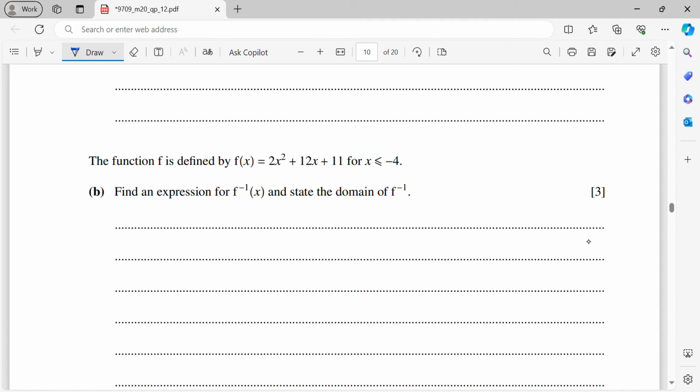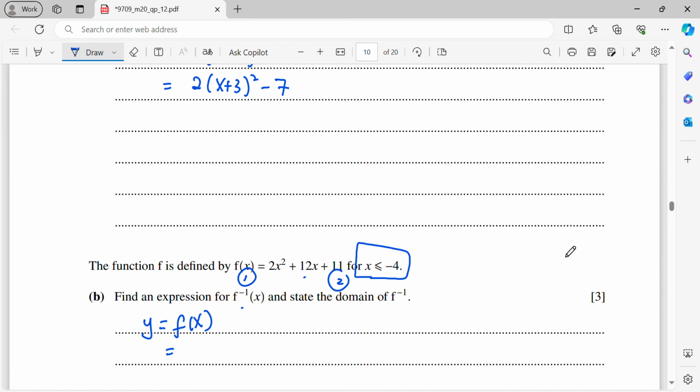Okay, now B, the function f is defined by this, where x is less than or equal to minus 4. Find expression for f inverse and state the domain. So there are 2 parts. So now, I let my y be f(x). And then, just now I have completed the square. Alright, so I will have 2 times x plus 3 squared minus 7.